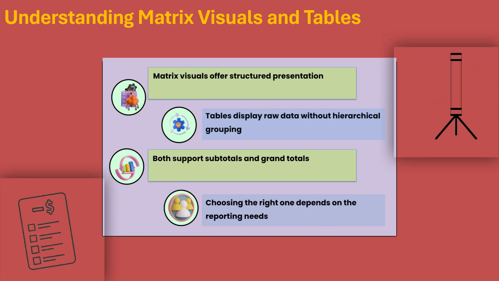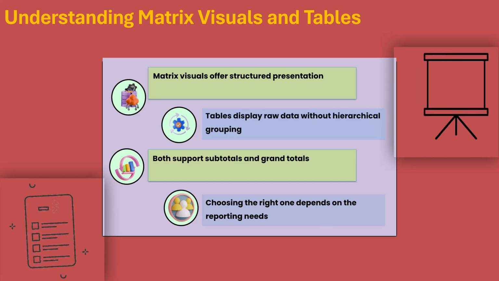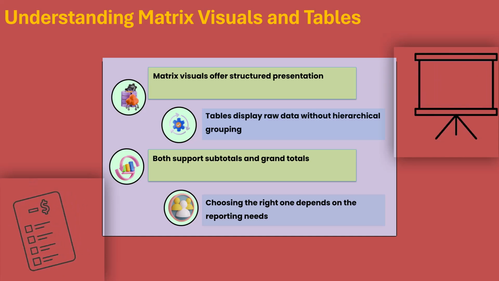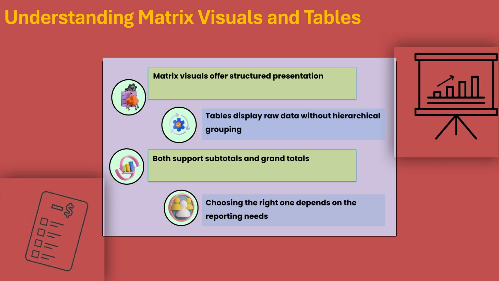Tables and matrices sound fancy, right? Well, choosing the right one is like picking between tea and coffee. Tables show raw data, no fluff, while matrix visuals provide structure. Both allow subtotals and grand totals, but which one you use depends on your reporting needs. Think of them as your secret tools to making data more understandable.